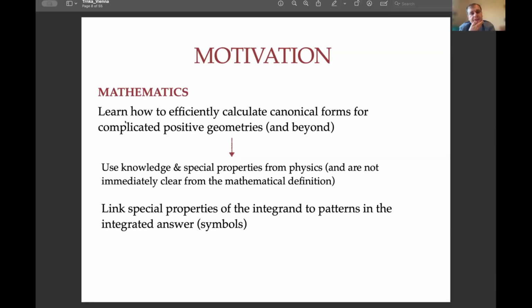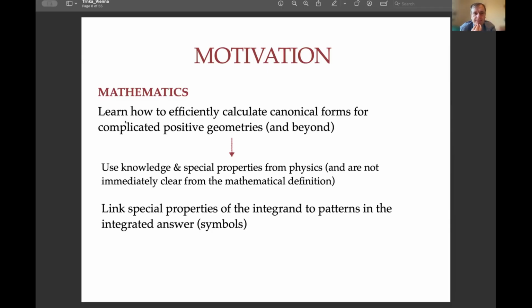Now, the motivation to study that is twofold. So in mathematics, we would just like to learn some lessons and get some intuition on how to calculate canonical forms from complicated positive geometries and beyond, to develop some techniques, and also use some knowledge and special properties of the amplitude from physics. And even now, it's not immediately clear how the properties that we see in physics and use to write down the form, to determine the form, what does it actually mean in math?